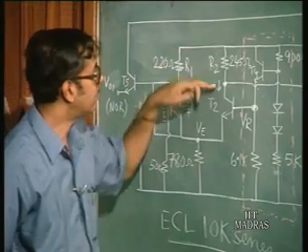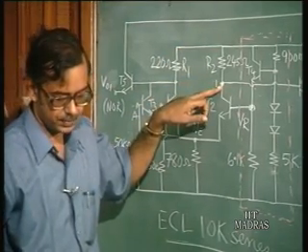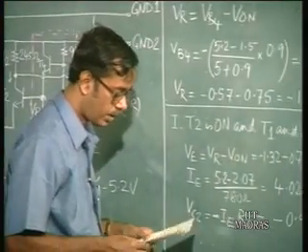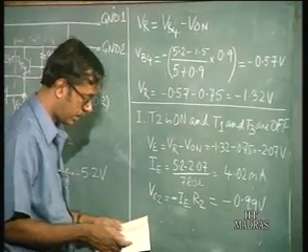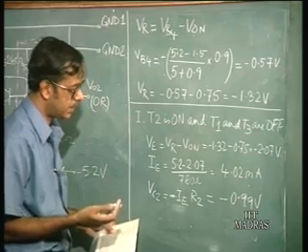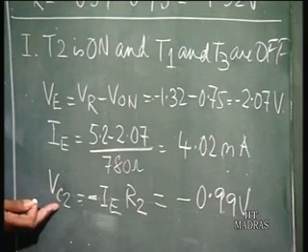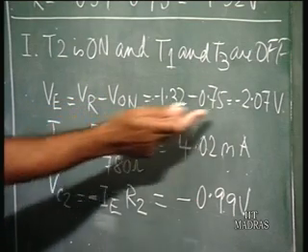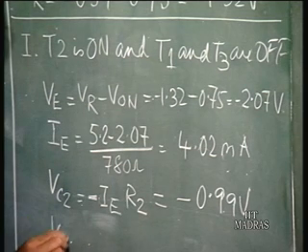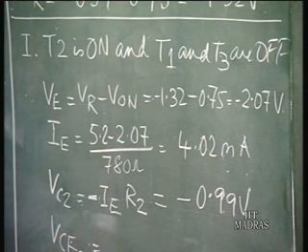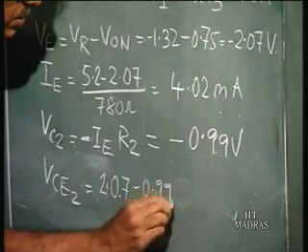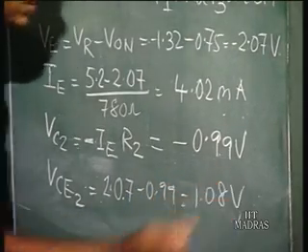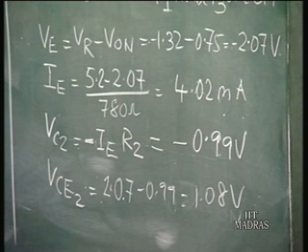So the same current is flowing through this, and the voltage at this collector point is this. Just for the sake of checking, this is the collector voltage, and what is the emitter voltage? Minus 2.07. So what is VCE of transistor T2? VCE2 is 2.07 minus 0.99, so it is 1.08 volts. Which means that this transistor is in the active region, not in saturation.